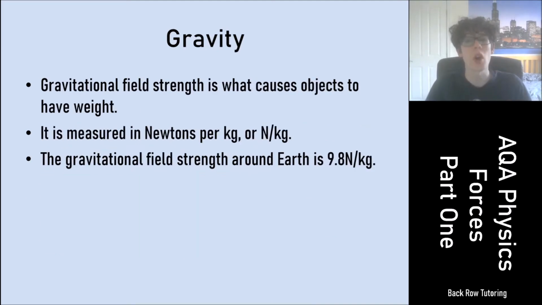Gravitational field strength is what causes objects to have weight. It is measured in newtons per kilogram, which is given the symbol N/kg. The gravitational field strength around Earth is 9.8 newtons per kilogram, but you don't actually need to know that as it's given to you in the exam. So gravity acts on everything around Earth. For the exam, you can assume it's 9.8 newtons per kilogram, and for heavier planets, the force of gravity is actually bigger. And even objects as simple as an apple will have their own gravity, but because apples are so light, you just ignore the effects of the gravity of that apple.